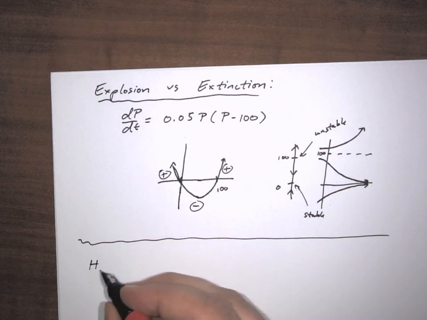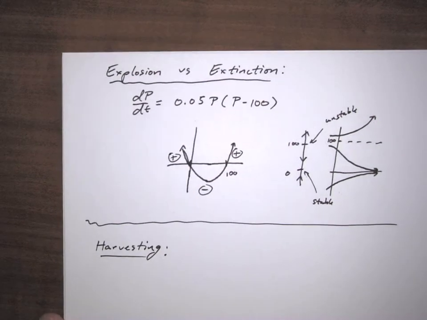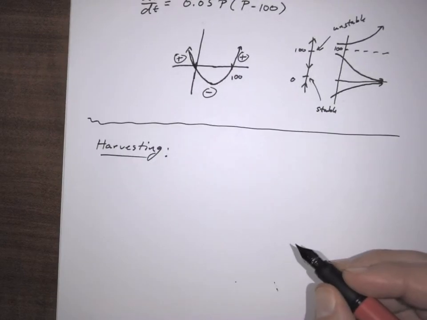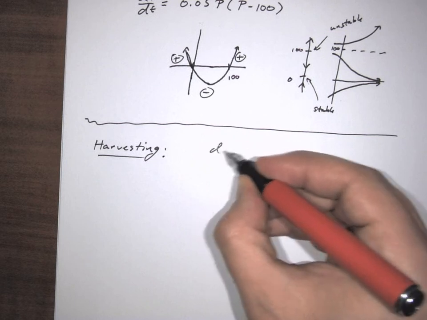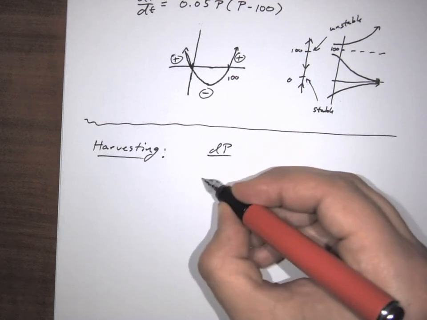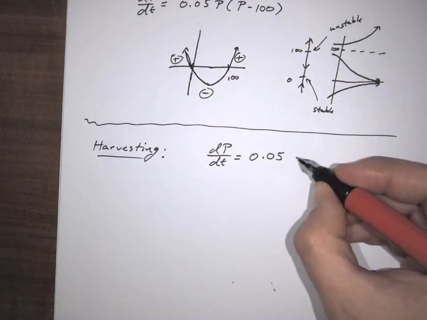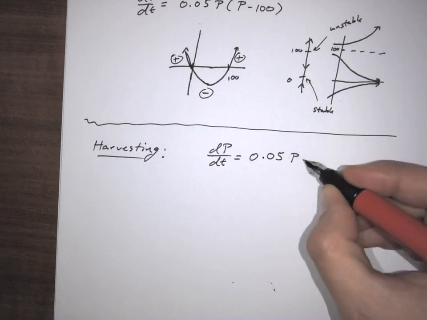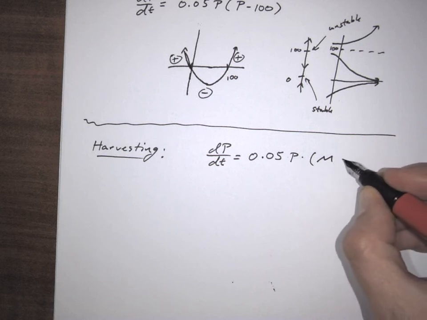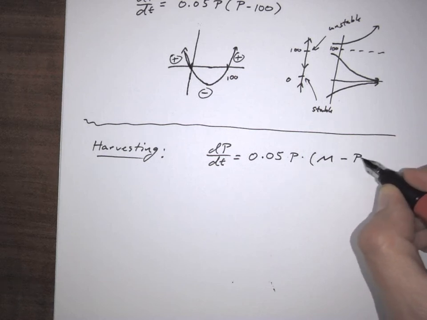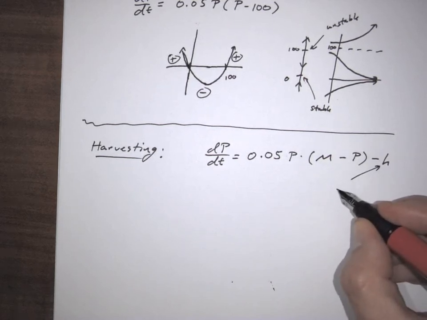And then one last twist here, which is called harvesting. So this is where you have a logistic growth model, but there is a certain other factor in play that harvests out some of the population. So we have maybe say dp dt is equal to something like 0.05 p times, and now here I'm just going to write it with m and p minus h. So this is the coefficient of harvesting.